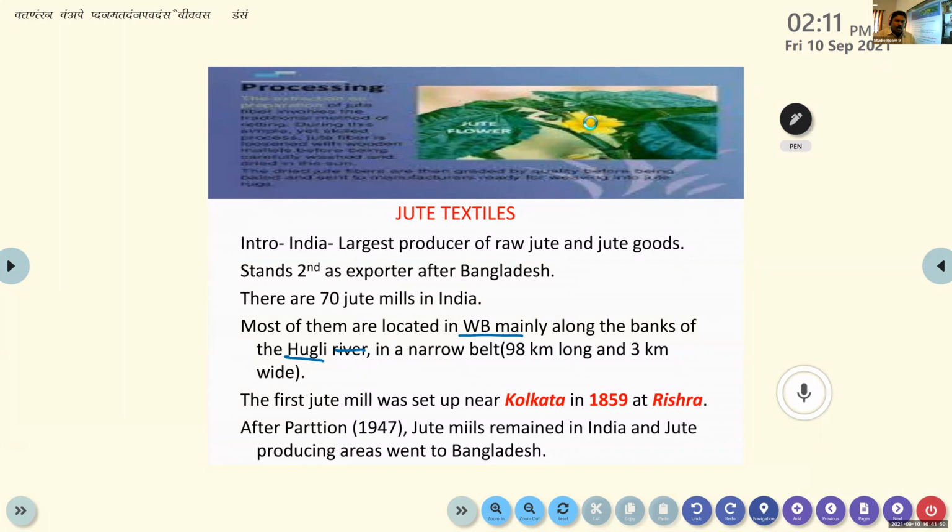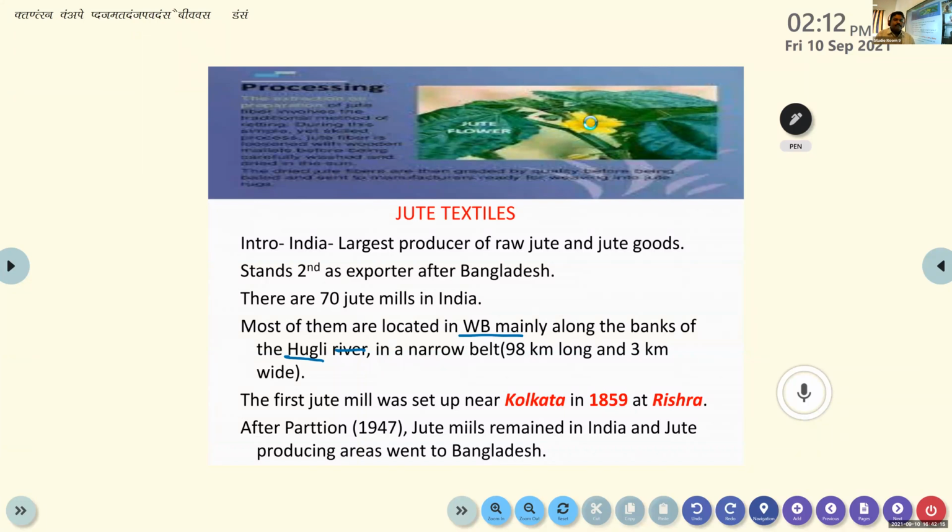The port city of Kolkata creates a situation where the producers of jute products can export these products to other countries. At the same time, in Kolkata there are numerous banks and insurance institutions. All these institutions are helpful for the development of the jute textile industry.